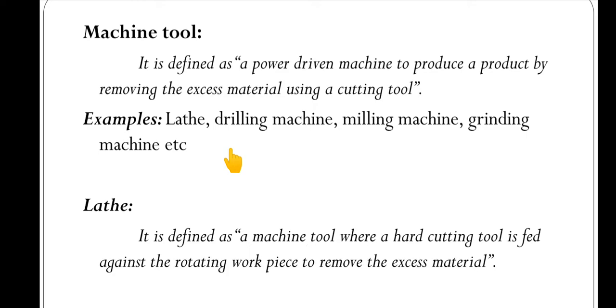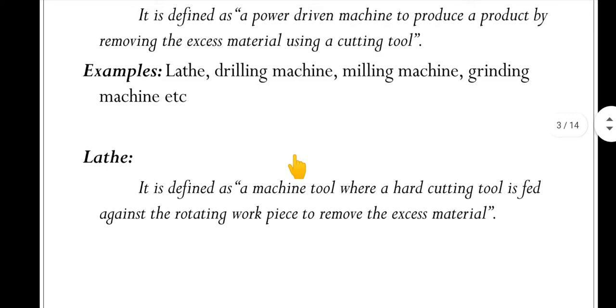Here, what is a lathe? A lathe is defined as a machine tool where a hard cutting tool is fed against the rotating workpiece to remove the excess material. This is the definition of lathe. Why do we want to remove excess material? To get the final product, we need to remove excess material from the raw material. Finally, we get the final product.